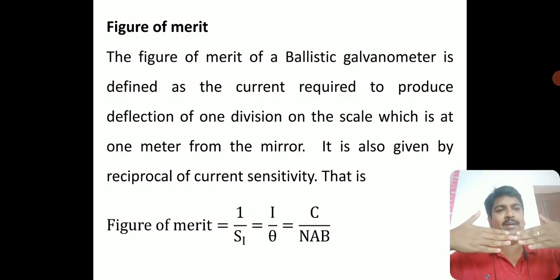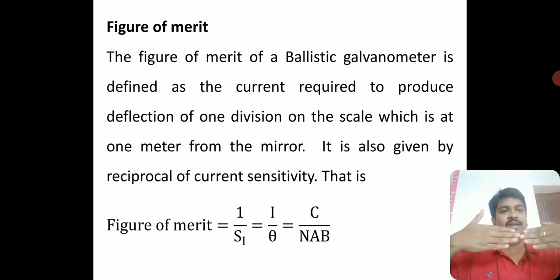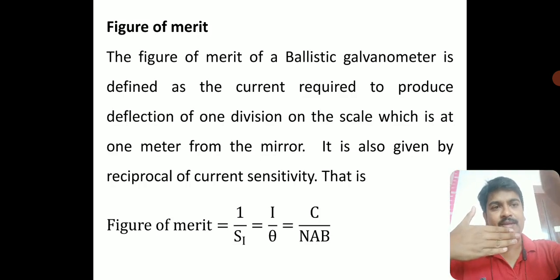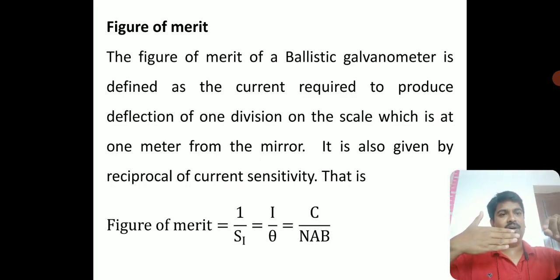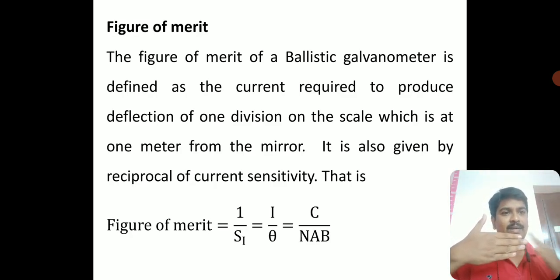I told you about the lamp and scale arrangement. Light is incident on the mirror which is attached to the phosphor bronze wire, that means the suspension wire of the coil. So if light falls on the mirror and gets reflected on the scale, this system is known as the lamp and scale arrangement. We will see the movement of the light spot on the scale, and from that we can write the deflection.